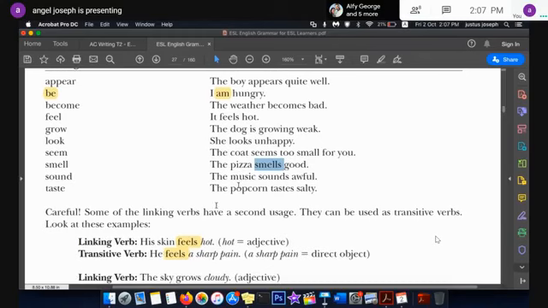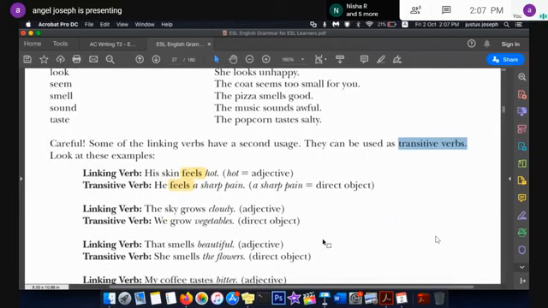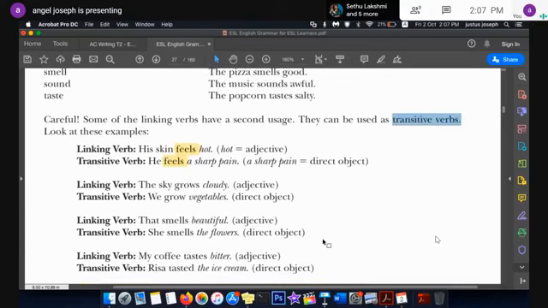Okay, now sometimes people get confused with linking verbs and transitive verbs. Transitive verbs are the first verb that we discussed, a verb that has a direct object. Sometimes people get confused between a linking verb and a transitive verb, and this confusion ends up making wrong sentences or wrong usage. So let's look at a linking verb and a transitive verb example, and let's clear this.